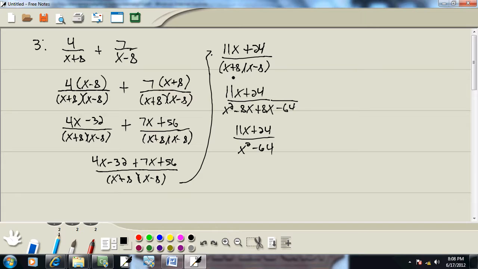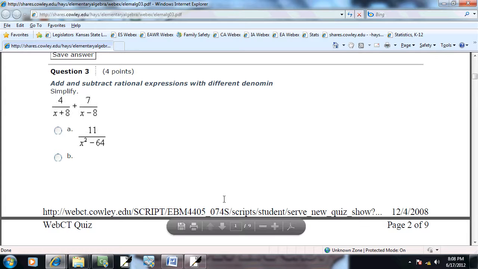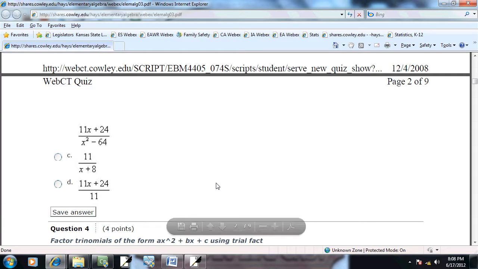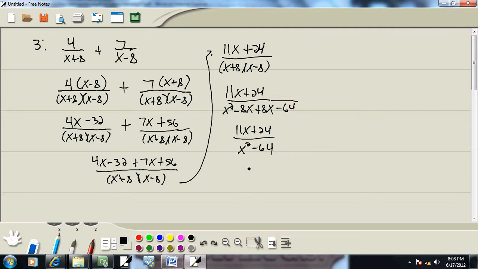When you've got conjugates, all you have to do is multiply your first parts together and your last parts. x times x and 8 times negative 8. If you don't remember, it's no big deal. See how it cancels away anyway. So let's see what it matches. 11x plus 24 over x squared minus 64. Looks like B is our answer. And that'd be your answer.